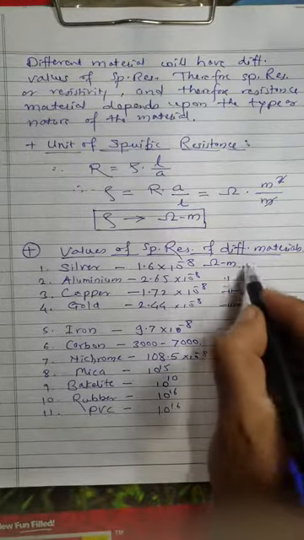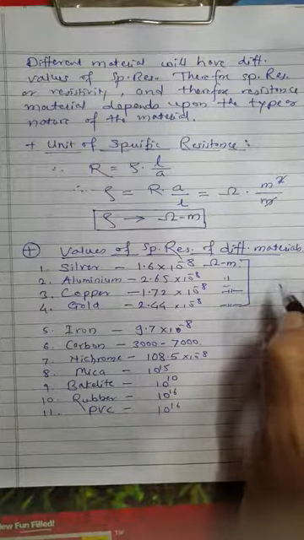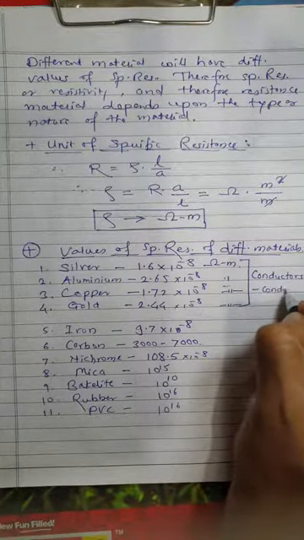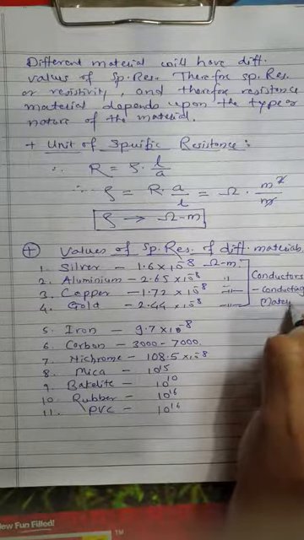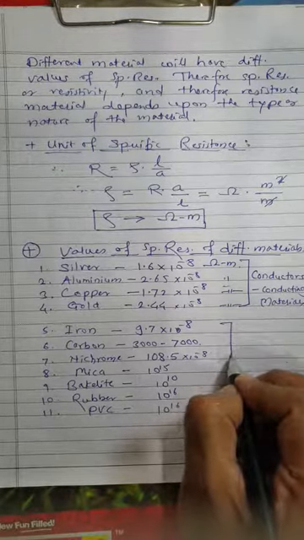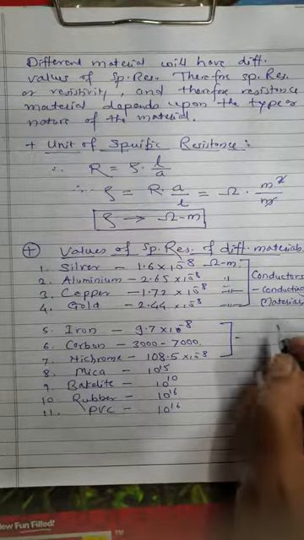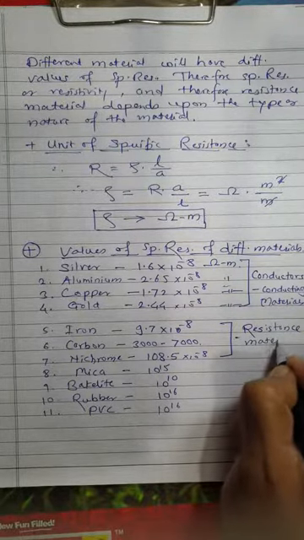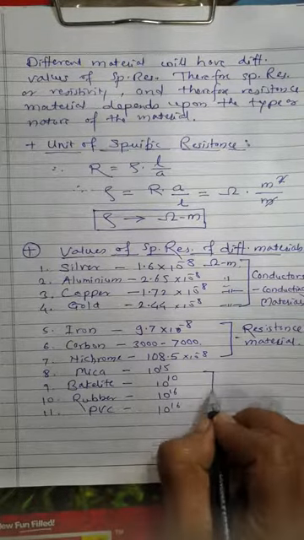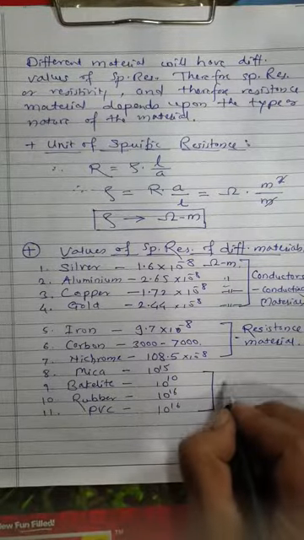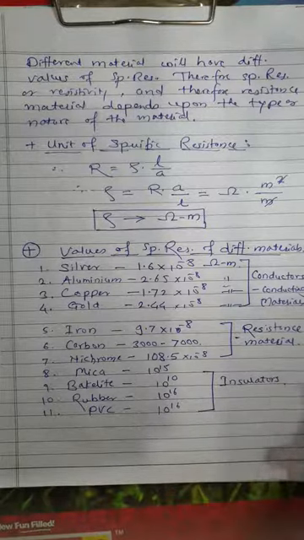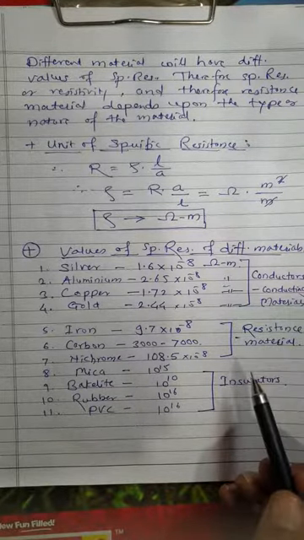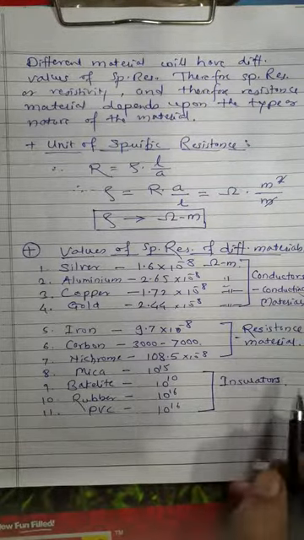Now the low value materials we can use for conducting materials, that is for conductors. Some materials having moderate values, these we can use for resistance material. To manufacture different resistances we can use these materials. And the materials which have very high values we can use for electrical insulators. So low values we can use for conducting materials, moderate values for the resistance materials, and high values of specific resistance we can use for insulators.